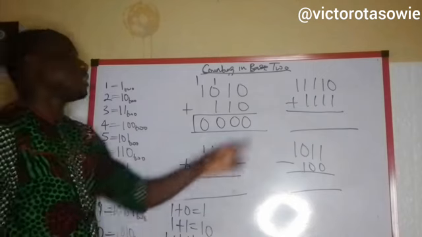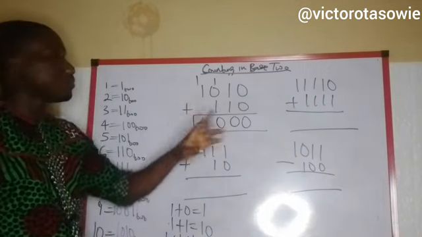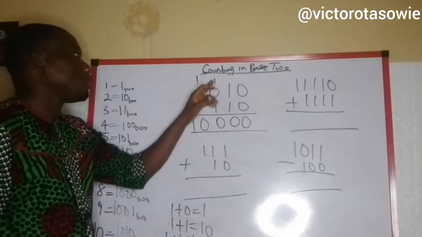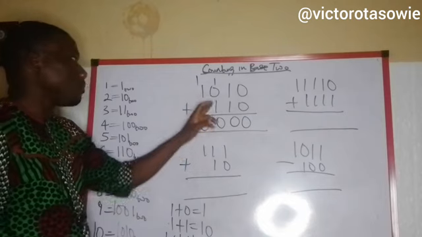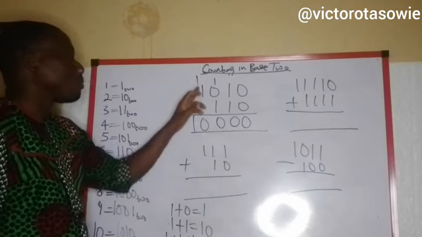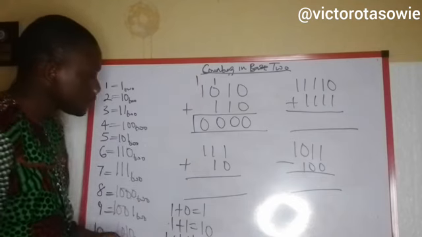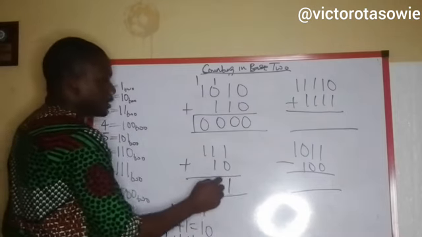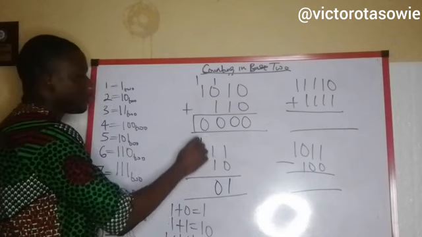So I come again. 0 plus 0 is 0. 1 plus 1 is 10. Put down 0, carry 1. 1 plus 0 is 1. Or 1 plus 1 is 10. Put down 0, carry 1. 1 plus 1 is 10. In this case, we have 1 plus 0, which is 1. 1 plus 1, which is 10. Then 1 plus 1, which is 10.